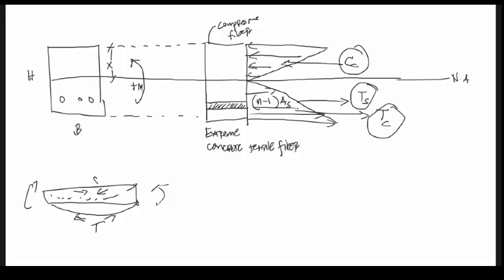This is the transformed section. Kailangan natin i-transform because magkaiba. We have, what we call this, two materials, concrete and steel. Kailangan natin i-transform yung steel mo into concrete area. How do we do that? By the transformation formula. N-1 multiplied by A_s.